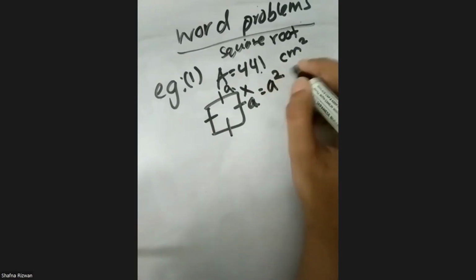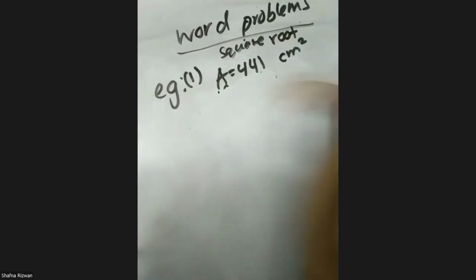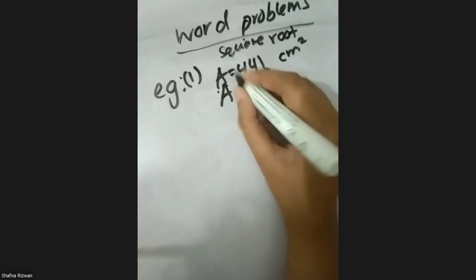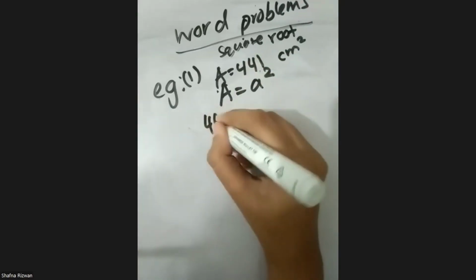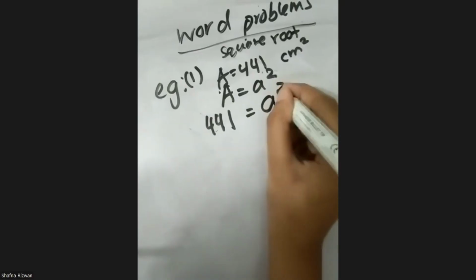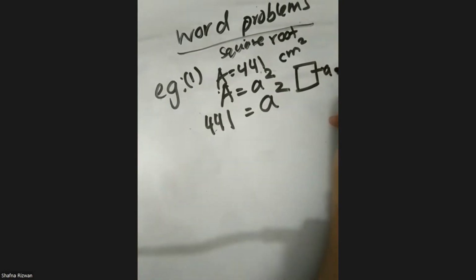So area of a square is how much? That is A squared. So we can say area of a square is equal to A squared. So what is the area they have already given? That is 441. 441 is equal to A squared. Now you all know in this square A is the length. Now they are also asking you to find the length of this.